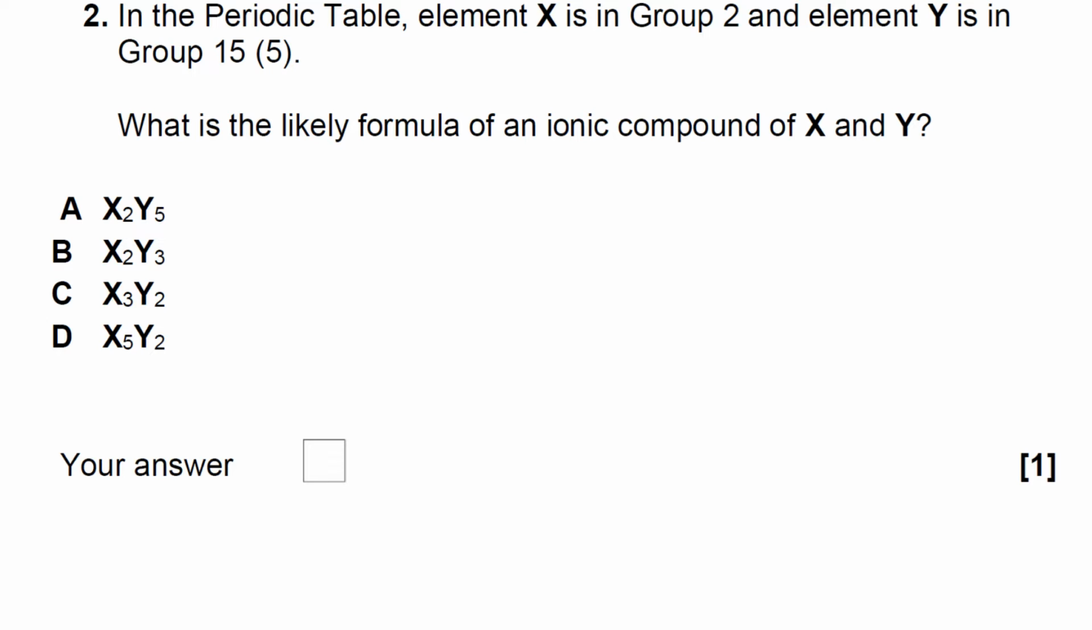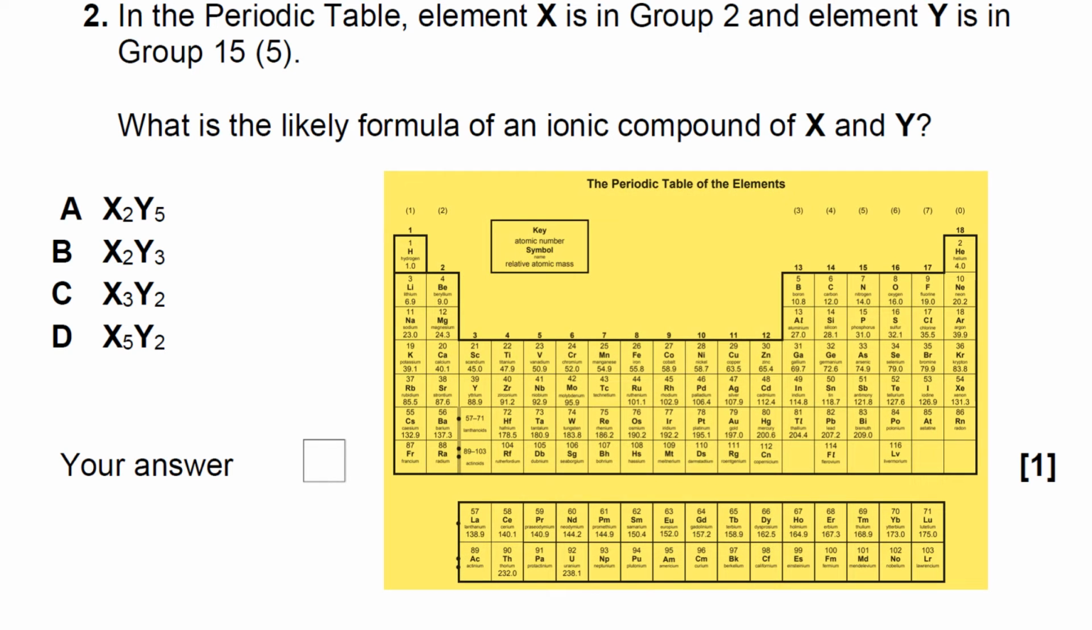So it says in the periodic table element X is in group 2 and element Y is in group 15, or group 5. And what is the likely formula of an ionic compound of X and Y? So we're talking about a compound where one element is losing electrons and the other element is gaining them. So we have a range of different options open to us. So we need to use the periodic table that comes with every test or every course to actually do this.